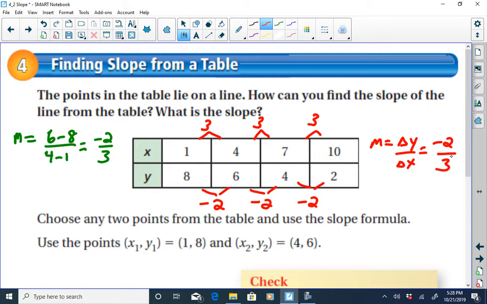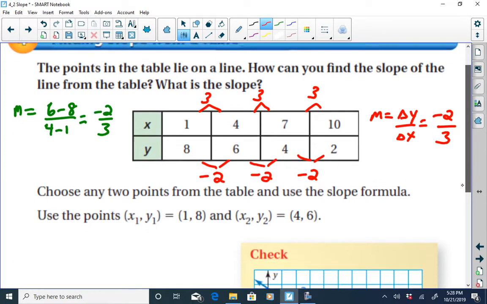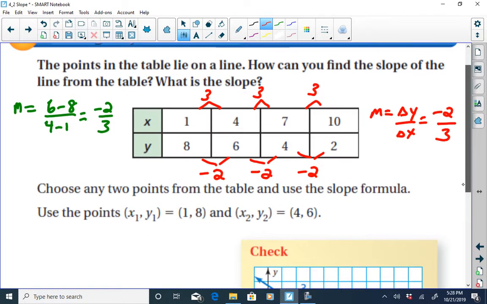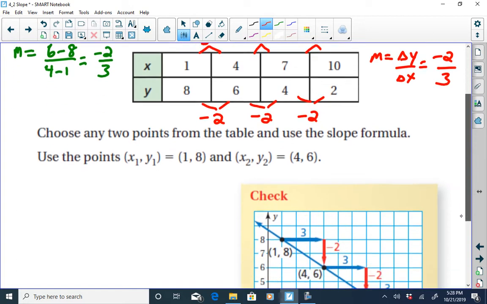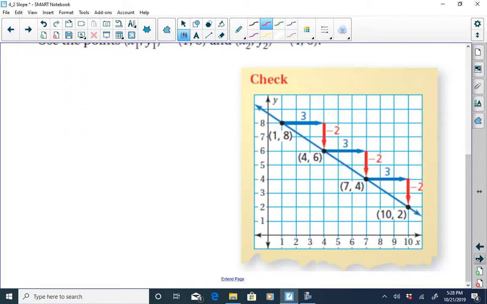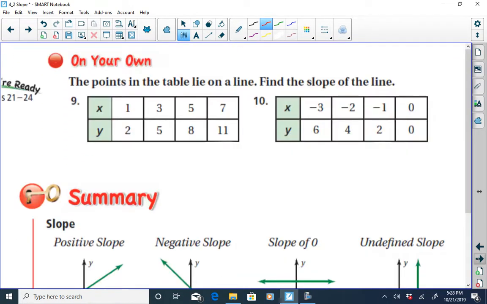Because I think we're less likely to make a mistake that way. Sometimes, and especially after checking some of your papers today, I saw that we make some mistakes with the slope formula and our integers, and I think you're less likely to make a mistake if we use the ratio of the change in y to change in x. All right? So let's go to our next page.